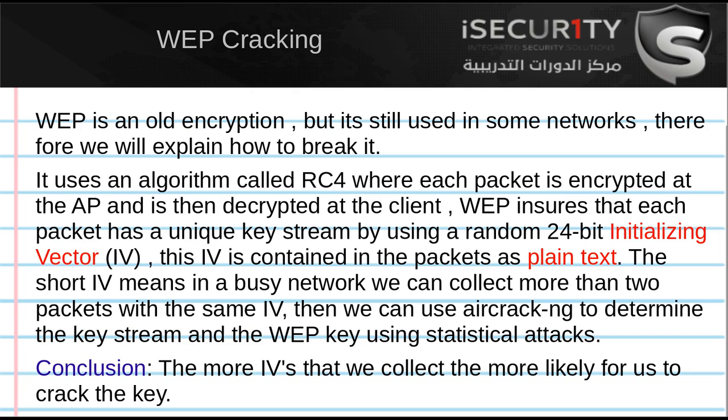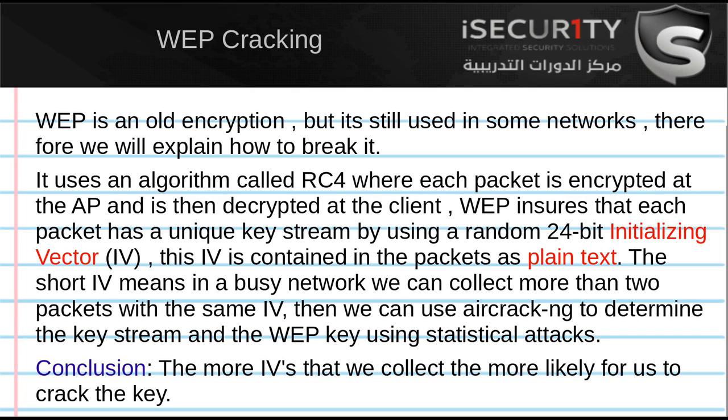So each packet that is sent into the air has a unique key stream. WEP ensures that the key stream is unique by using a 24-bit initialization vector. The initialization vector is a random number. It's sent in each packet, and it's sent in plain text. So this part is not encrypted. If you read the packet, you'll be able to read it in plain text.